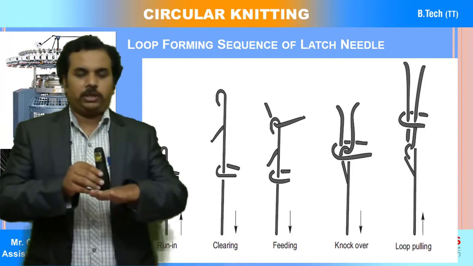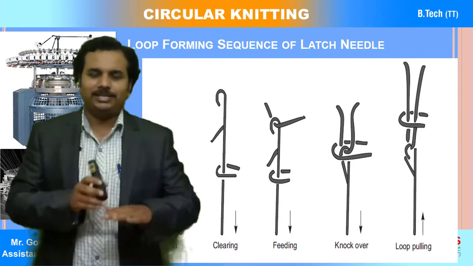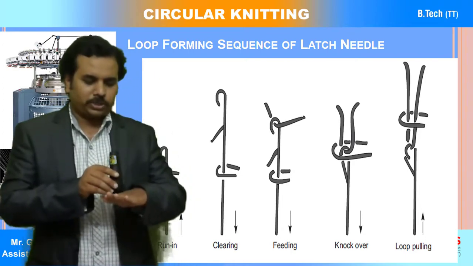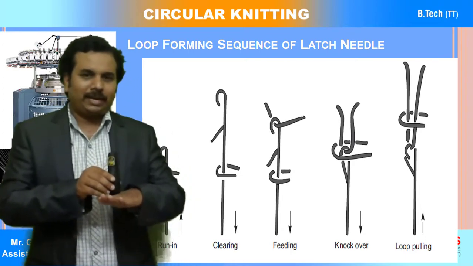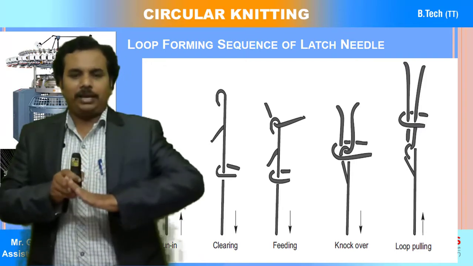So here in the loop formation sequence, the start is the running position. It will go up to a certain place. Then we have a clearing position. Now our cam is like an angle.